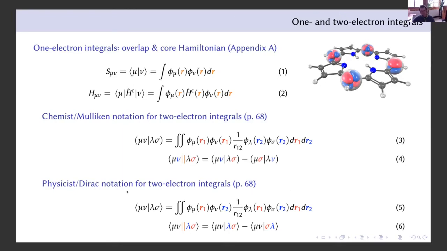And then you have the more conventional physicist notation, or Dirac notation, which involves the usual bra-ket notation. It's very similar. You put mu and nu on the left, and lambda and sigma on the right, and you have R1, R2, R1, and R2 instead of 1, 1, 2, 2. And again, you have this double bar notation as well, which is very common in correlated methods.